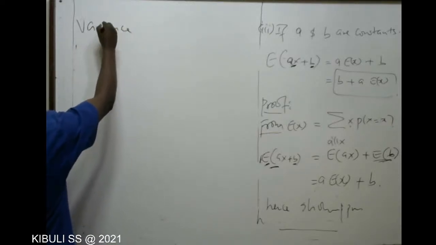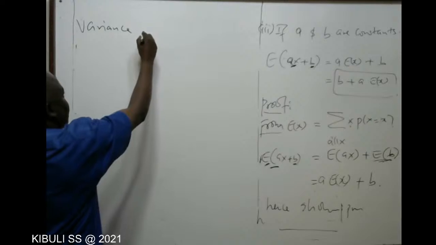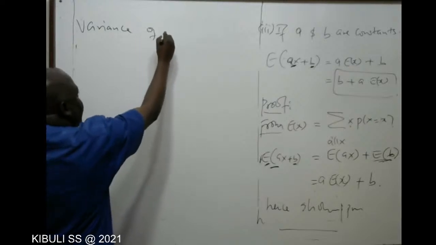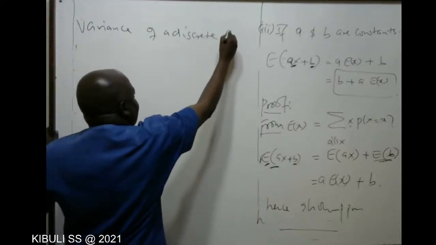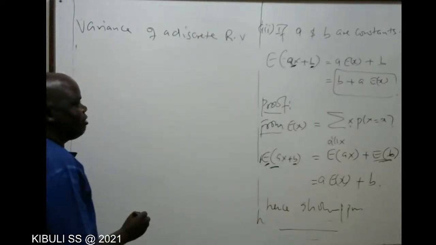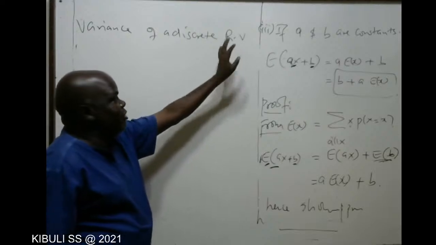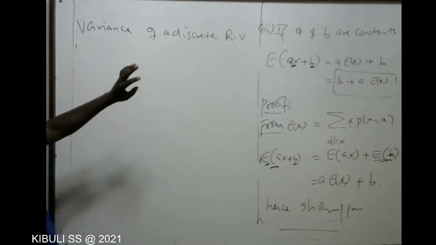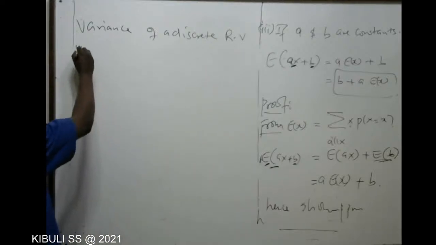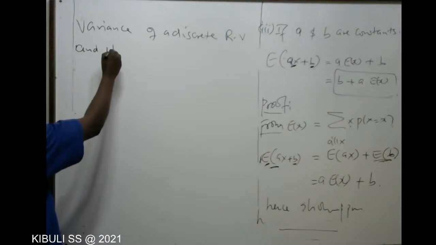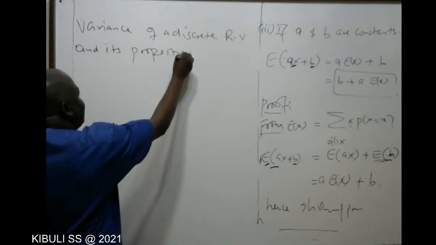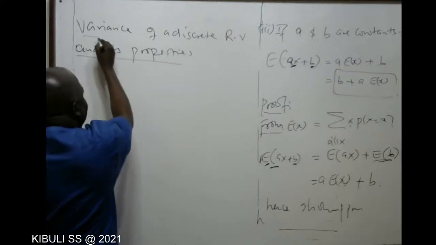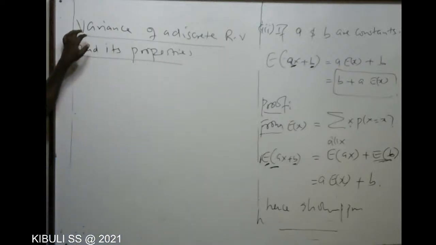The variance of a discrete random variable. This one should become familiar now with you. RV will be for a random variable. Variance of a discrete random variable and its properties. Now, first part is what's the variance.